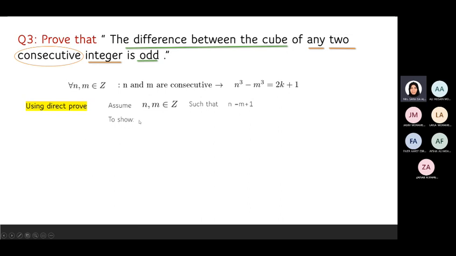My task to show is the conclusion: n cube minus m cube is equal to 2k plus 1. My task is to calculate n cube minus m cube and find that the term I get is an odd term. So I begin with n cube minus m cube. How can I simplify it? I use my assumption. What do I know about n or m? I know that n equals m plus 1. So instead of n cube, I will calculate m plus 1 cube.